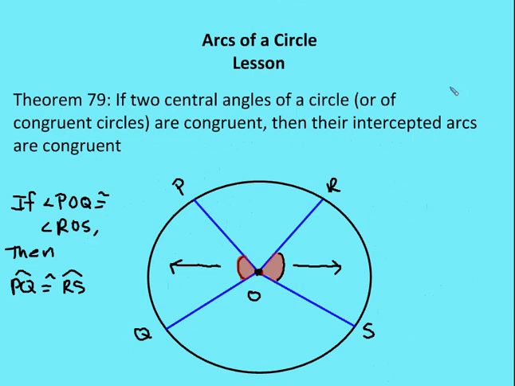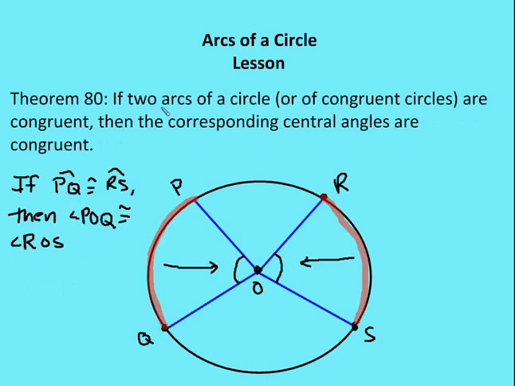Right, so this leads us to a bunch of theorems. We have 6 different theorems to go through. Here's the first one. If 2 central angles of a circle, these central angles in red, are congruent, then their intercepted arcs are congruent. So if angle POQ is congruent to ROS, then arc PQ is going to be congruent to arc RS. So if 2 central angles of a circle or congruent circles are congruent, then their intercepted arcs are congruent. That's one of the 6.